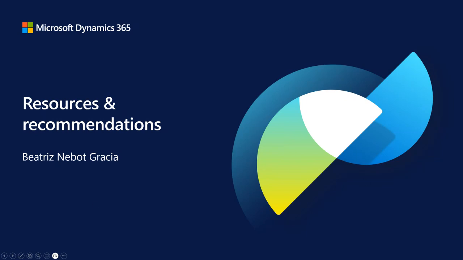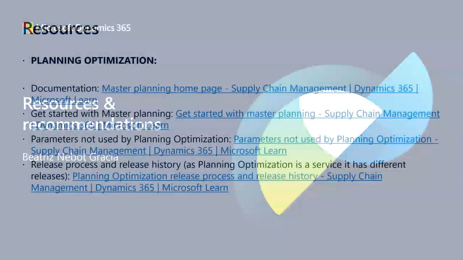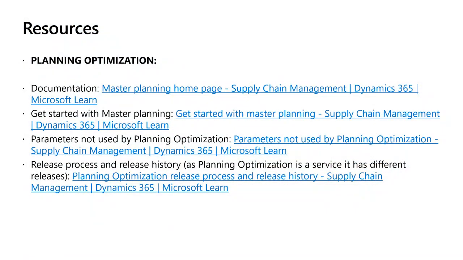So here we've pulled a complete list of resources, so you'll have it later when we share the slides on the page. For planning optimization, you'll see that the whole documentation is updated to now reflect planning optimization. Whenever we talk about planning, it's planning optimization we are talking about, and it's everything under that. You'll find the Get Started page, parameters not used, the release process and history, and many others.